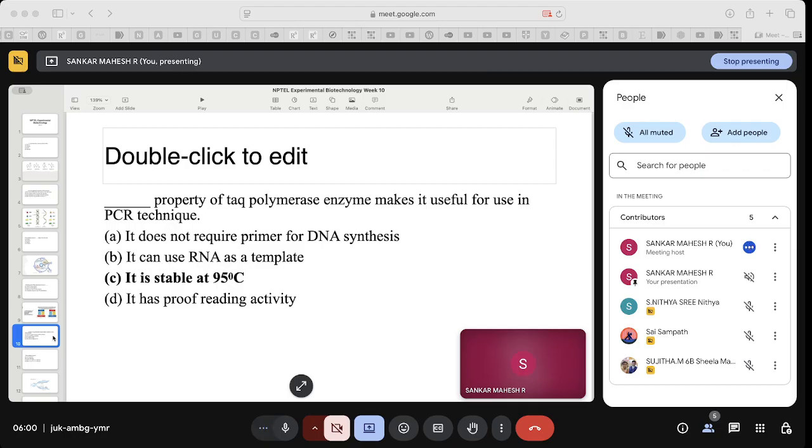The next question is: dash property of Taq polymerase enzyme makes it useful for use in PCR technique. Option A, it does not require primer for DNA synthesis. Option B, it can use RNA as a template. Option C, it is stable at 95 degrees Celsius. Option D, it has proofreading activity.